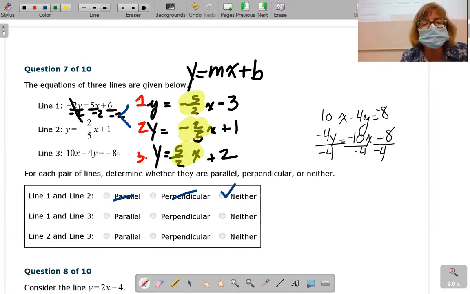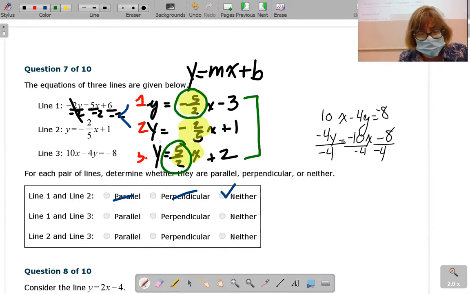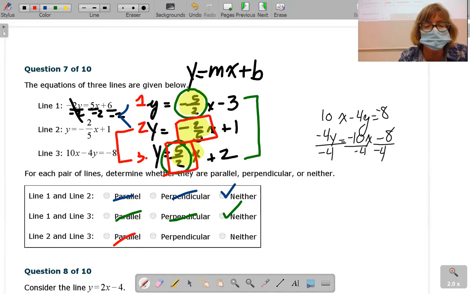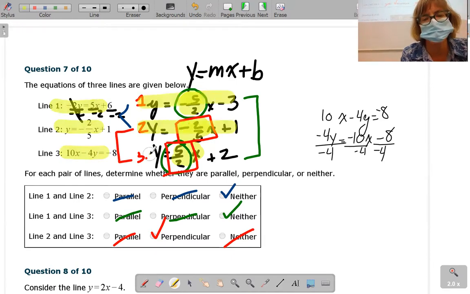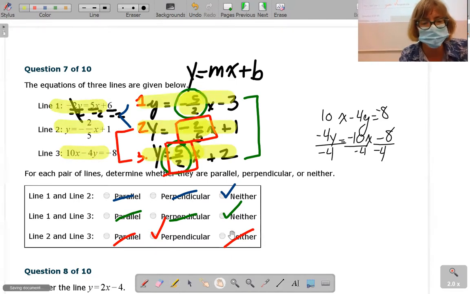And then 1 and 3, they're not the same because one's positive, one's negative. But they're also not opposite reciprocals. So they're not parallel, they're not opposite reciprocals, they are neither. This last one, 2 and 3, they're not the same, so they're not parallel, but they are opposite reciprocals. -2/5, positive 5/2, check, they are perpendicular. So the trick to this is you have to make sure all three get into y equals mx plus b form first and identify your slopes carefully.